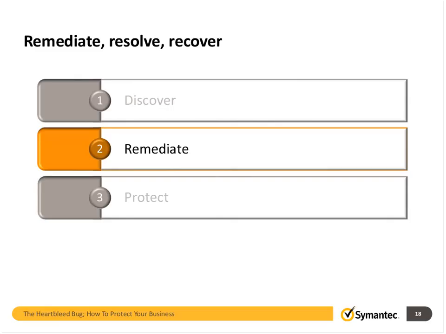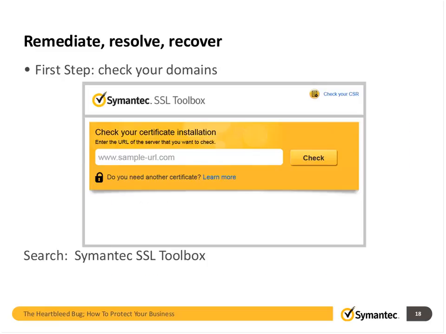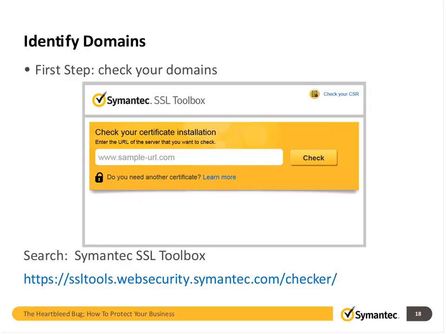Let's go into this phase of remediation. Okay, so you know where you might have a vulnerability. You want to go double check things. The first step in the remediation phase is to check your domains by using our SSL toolbox. This is a free tool. It's available to you, frankly, available to anybody, but it's available right now.